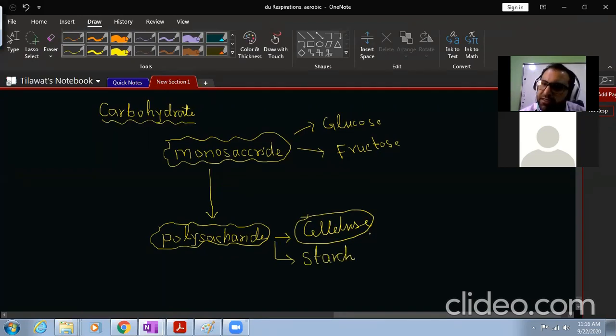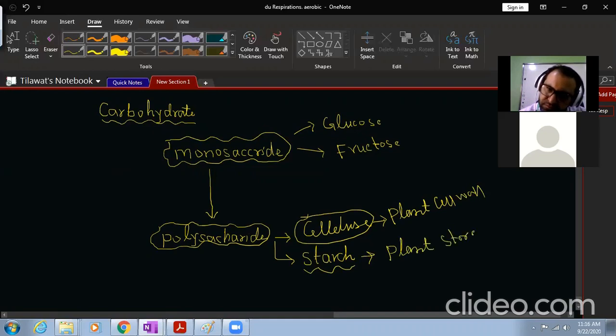Cellulose is present in the plant cell wall. Am I clear? This cellulose is present in the plant cell wall. Starch is the storage form of glucose in plants. While glycogen is the storage form of glucose in humans or animals.